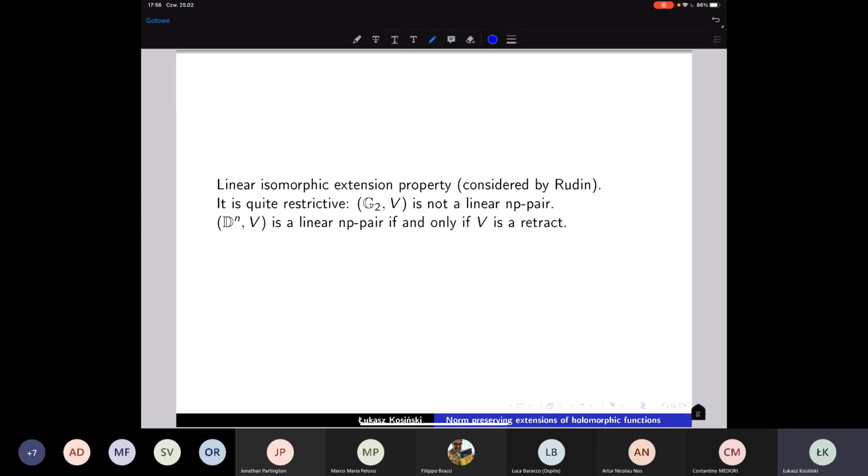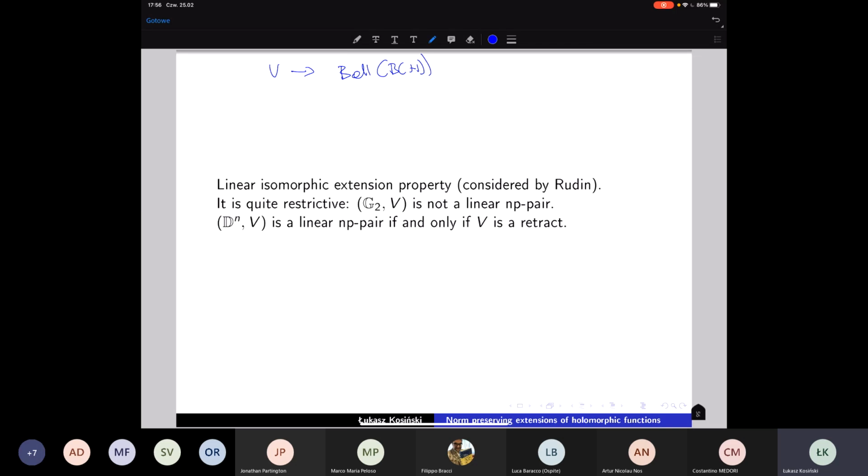There is also, I have a few minutes left. What's not known for us is what happens if we consider functions with values in the ball of B of H, where H is infinite dimensional. As I said, this is because of the lack of Montel's theorem there.